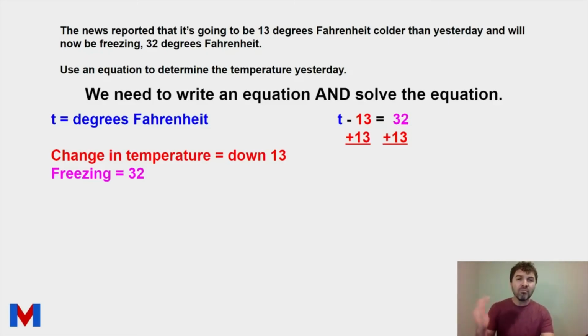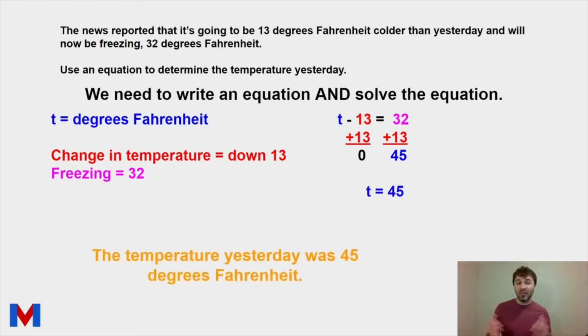So negative 13 plus 13 is 0. You'll learn more about that next year in 7th grade. However, know the opposites cancel each other out, equals 0. And then we have 32 plus 13, which is 45. So T equals 45. And all that's saying is the temperature yesterday was 45 degrees Fahrenheit.